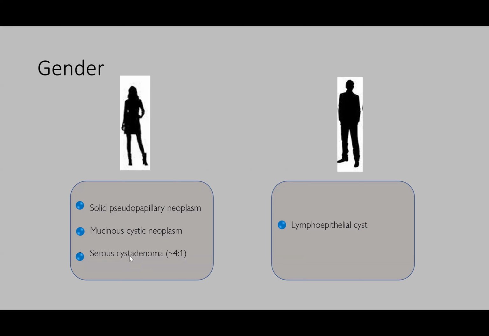But there are a few cystic lesions that we see way more commonly than lymphoepithelial cyst that are much more common in women. So you have serous cystadenoma, which is 4 times more common in women, and you have solid pseudopapillary neoplasm and mucinous cystic neoplasm, which are almost exclusively seen in women. So way more likely to be present in women than in men. So you don't want to make such a diagnosis in a man.